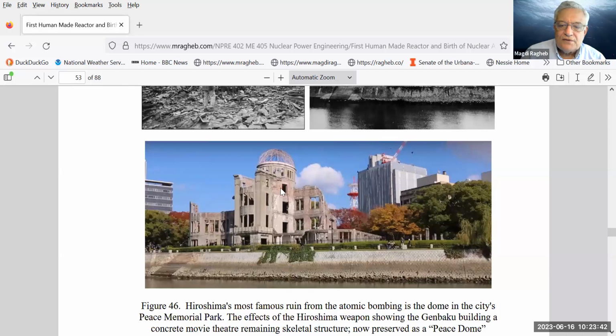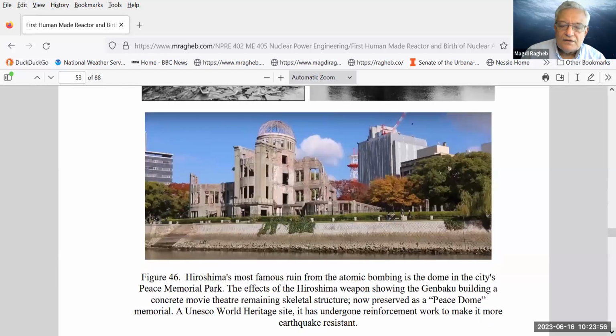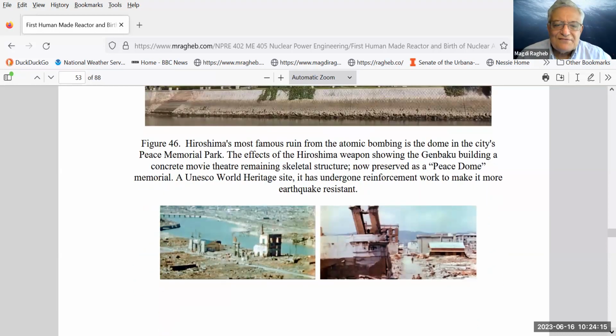It is named now the Peace Dome. It is what's called the Genbaku building. It was a movie theater. The Japanese kept the skeletal structure of it as a memorial to the bombing and the victims of Hiroshima. President Obama gave a conciliatory kind of speech in Japan, and right now that Genbaku building is a UNESCO World Heritage site. So if you visit Hiroshima, you can visit the place there.